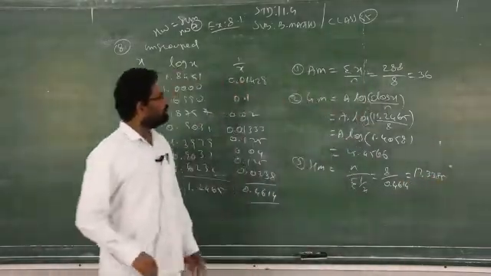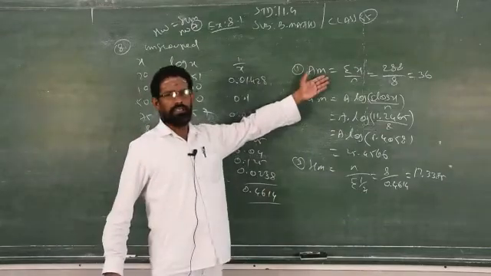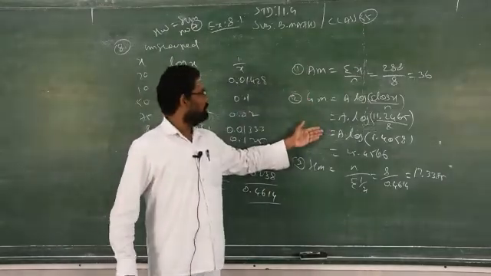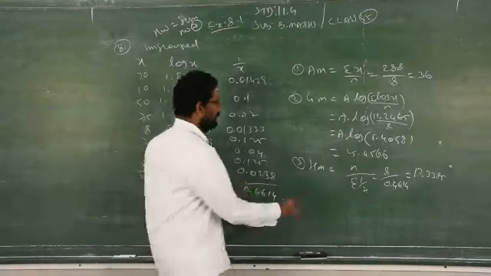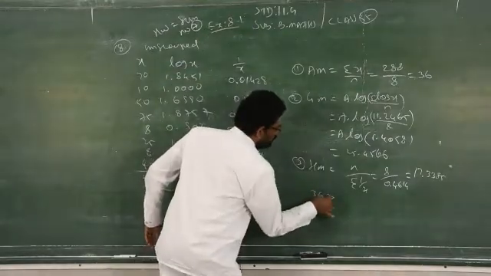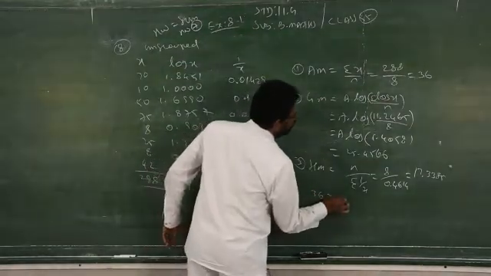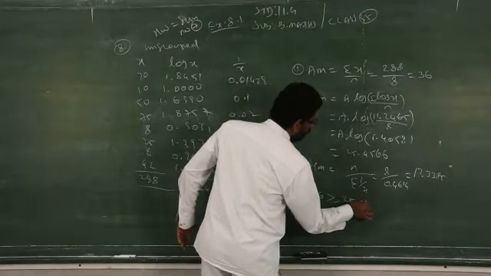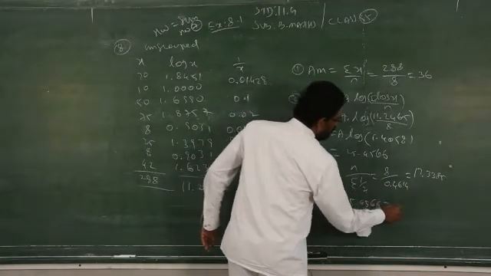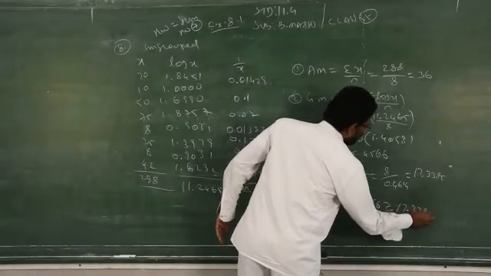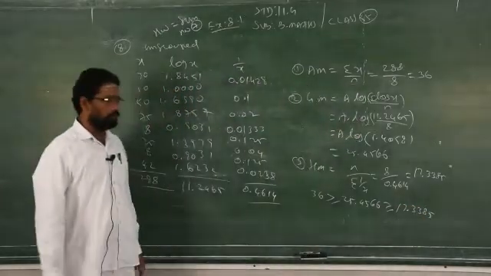Now you compare all these values. Which one is greater? AM is greater. Next one, GM. Third one, HM. So it is 36 greater than or equal to 25.4566 greater than or equal to 17.3385. Hence proved, the relation holds true.